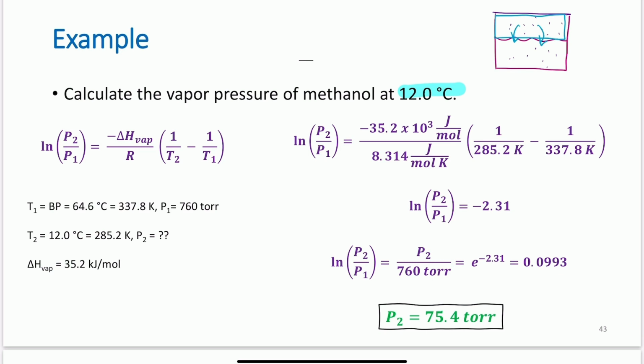It's temperature dependent because as I increase the temperature of a system, then those particles should be able to escape more easily from the solution. I want to know the vapor pressure of methanol specifically at 12 degrees C. So we're going to use our Clausius-Clapeyron equation. So we see our equation here. Natural log P2 over P1 equals negative delta H vaporization over R times 1 over T2 minus 1 over T1. T1 is our boiling point, 64.6 degrees C or 337.8 K at 760 torr. This is my normal boiling point.